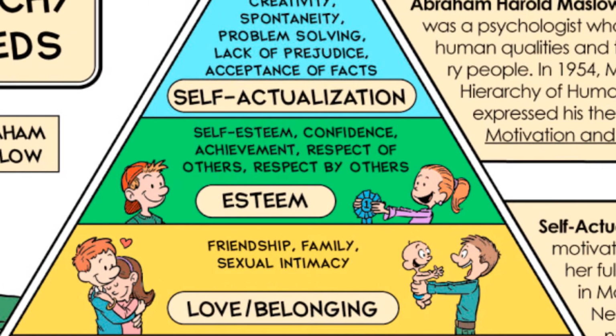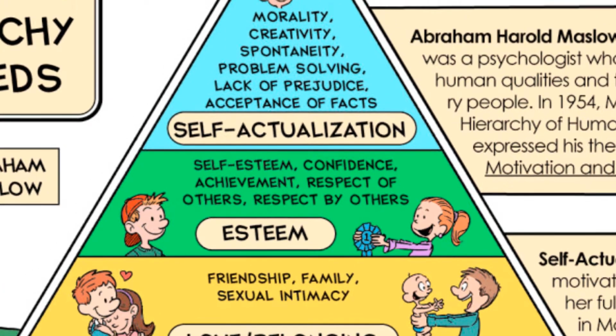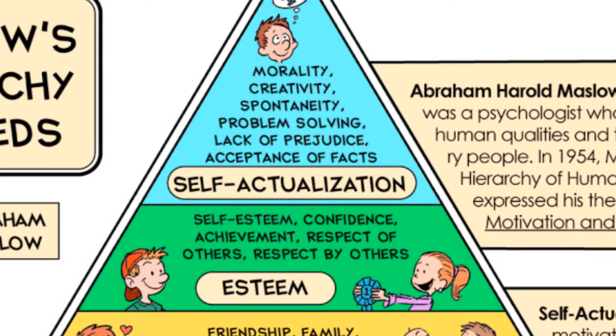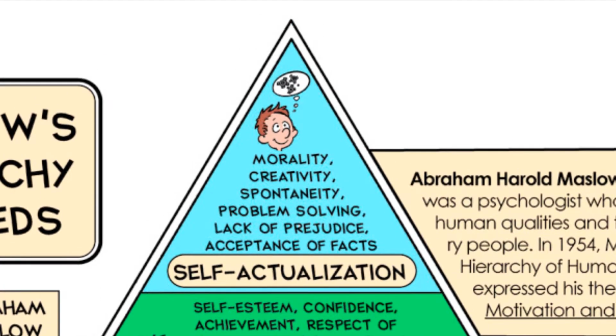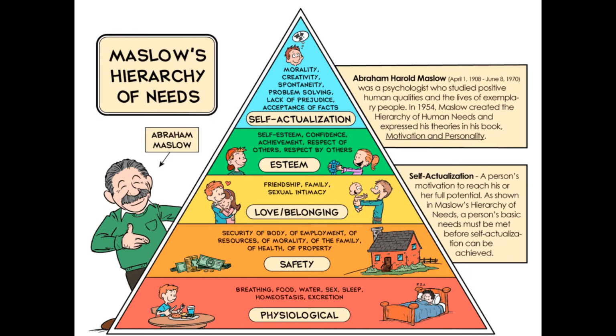The middle of the pyramid is love and belongingness, like love, acceptance, and belonging. As we continue up, we get to esteem. This is achievement, competence, recognition, and respect from others. The top of the pyramid is the previously discussed concept of self-actualization. Each of the lower needs on the pyramid needs to be met before the next level can be met.